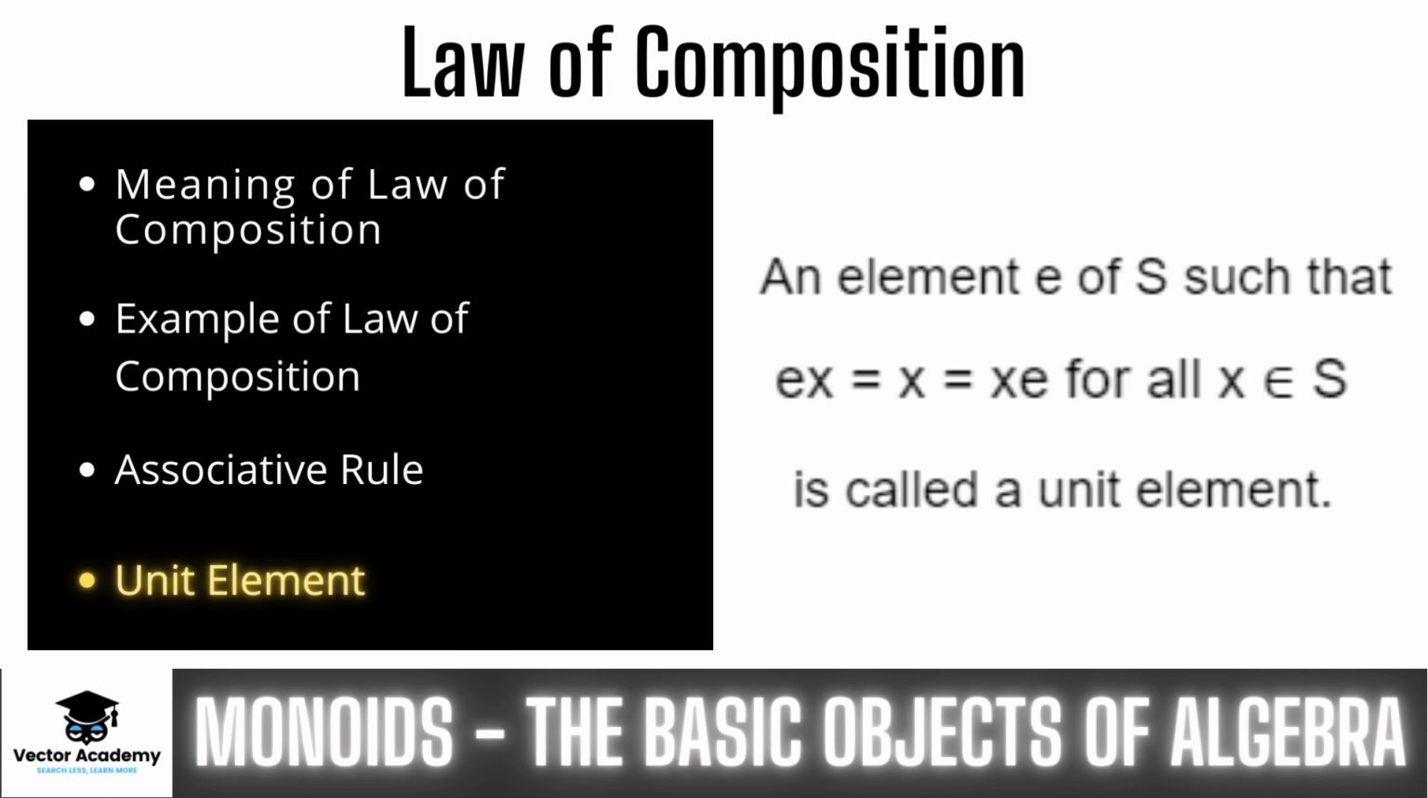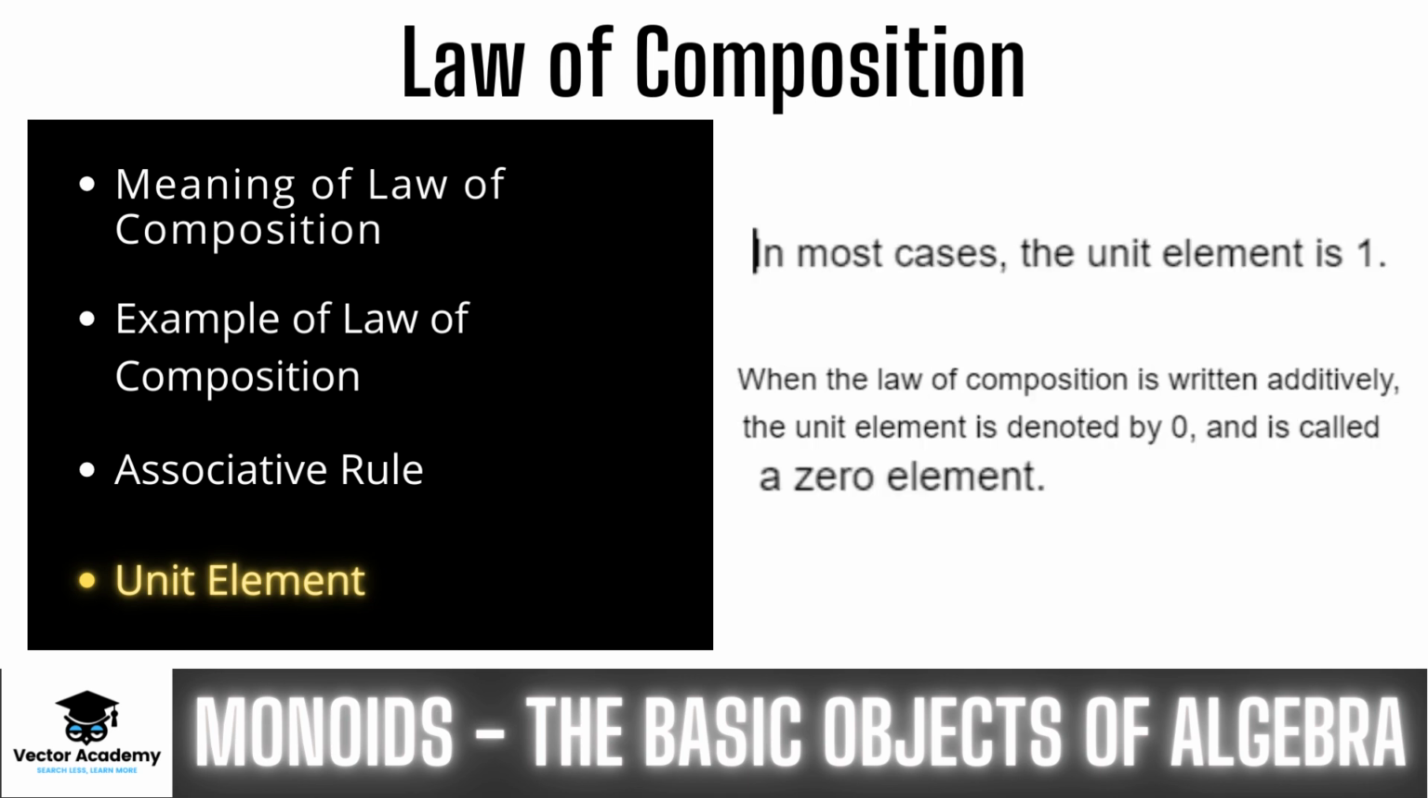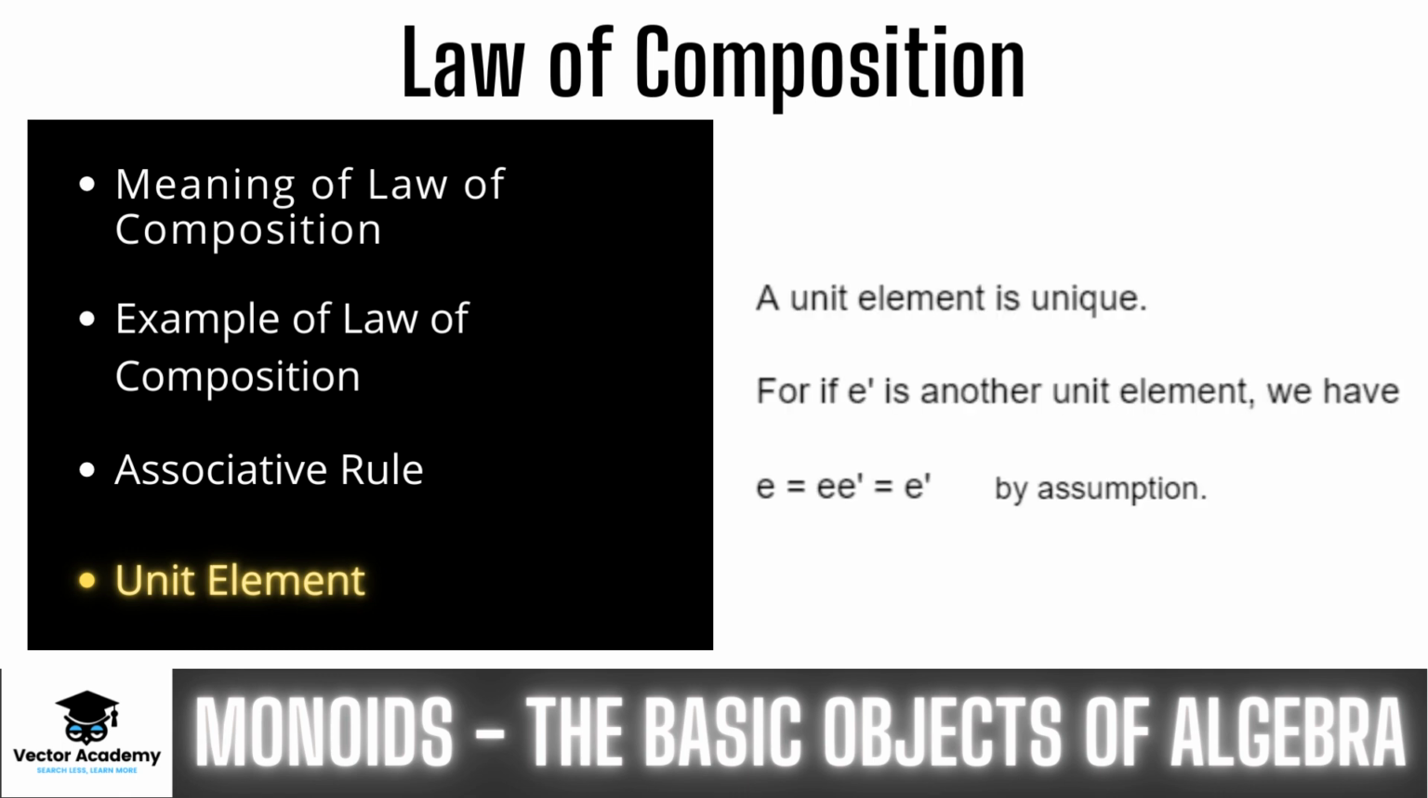Unit element. An element A of S such that Ax equals xA equals x for all x in S is called a unit element. In most cases, the unit element is 1. When the law of composition is written additively, the unit element is denoted by 0 and is called a zero element. A unit element is unique. For if A' is another unit element, we have A equals AA' equals A', by assumption.